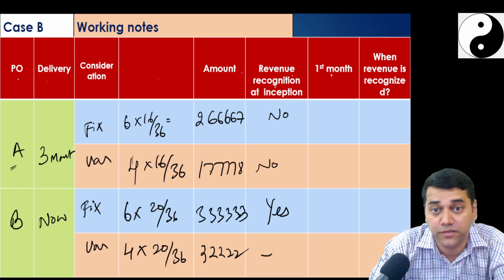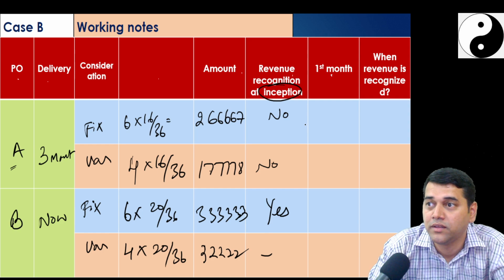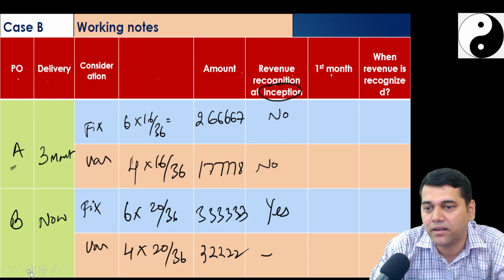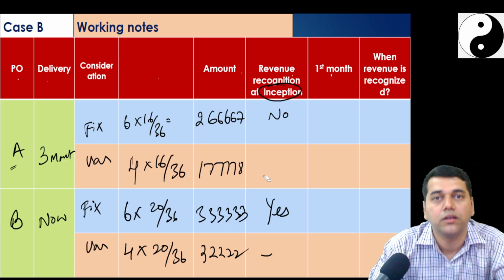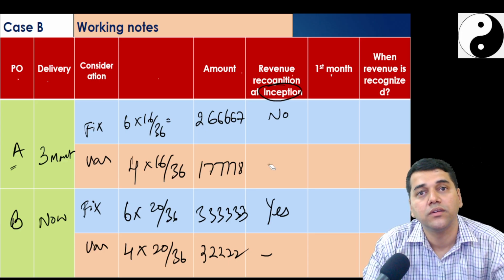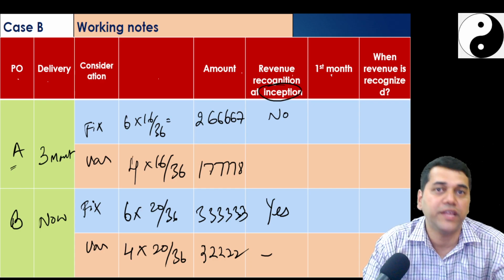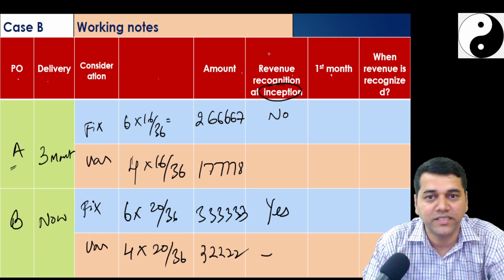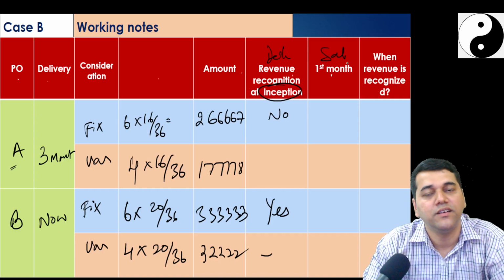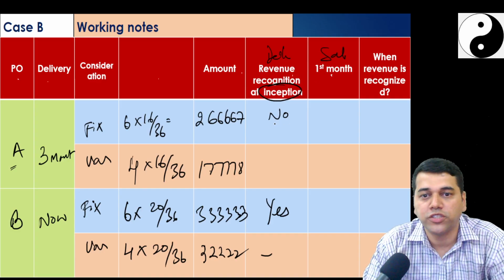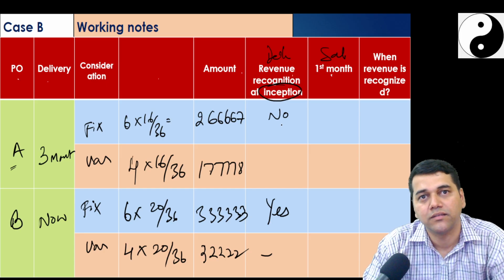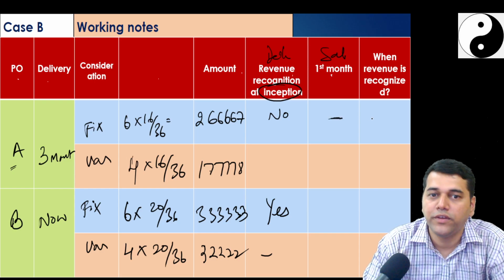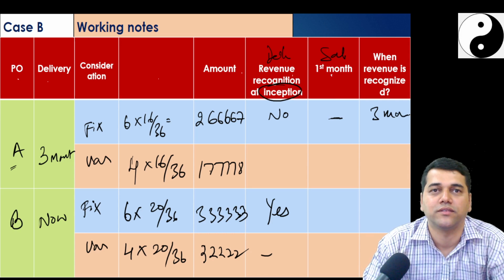Oh, sorry. First, this is when at the inception we are talking. Now the first month comes. For the variable portion, whichever is later: this is delivery, at the inception is delivery, this is sales, whichever is later. Fixed portion you don't recognize because you didn't deliver. Now in the first month, did you deliver? No. When will you recognize? After 3 months.